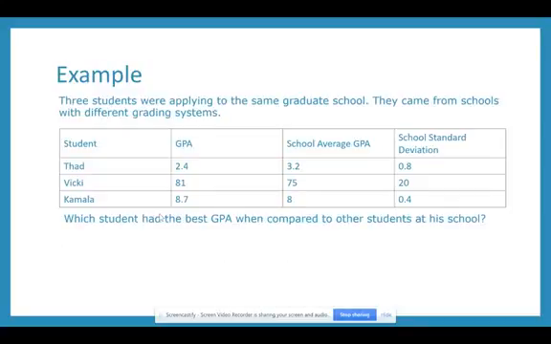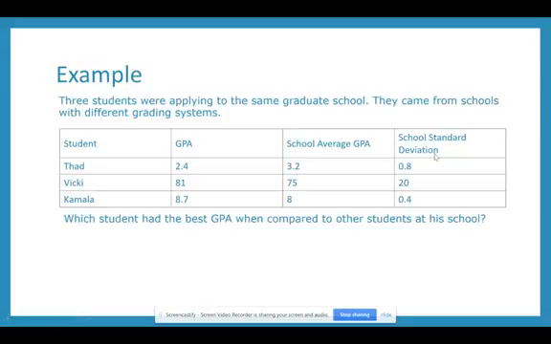3 students were applying to the same graduate school. They came from schools with different grading systems. It looks like maybe Thad attended a school that used the 4.0 scale. Vicky went to a school perhaps that used a 100-point scale. And Kamala went to one that maybe uses a 9 or 10-point scale. We really don't know, but it's obvious that they weren't the same grading system. For each student, you've been given their GPA in the second column, the school average GPA for their school, and then the school's standard deviation.